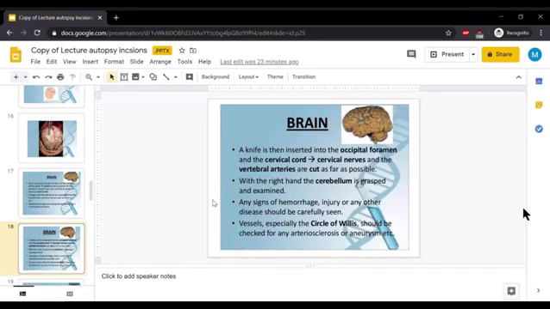A knife is then inserted into the foramen magnum and the cervical cord. Cervical nerves and vertebral arteries are cut as far as possible. With the right hand, the cerebellum is grasped and examined. Any sign of hemorrhage, injury, or any other disease should be carefully observed. Vessels, especially the circle of Willis, should be checked for any arteriosclerosis or aneurysm.